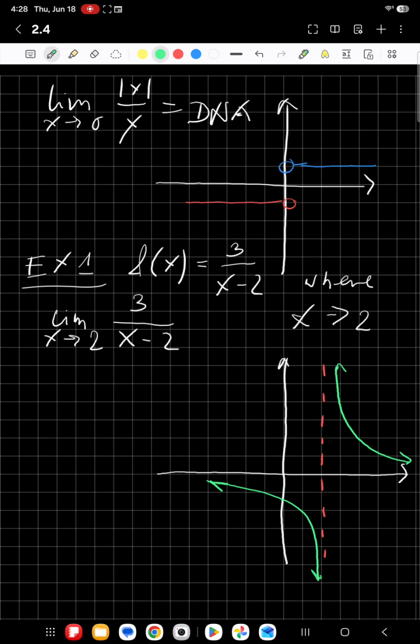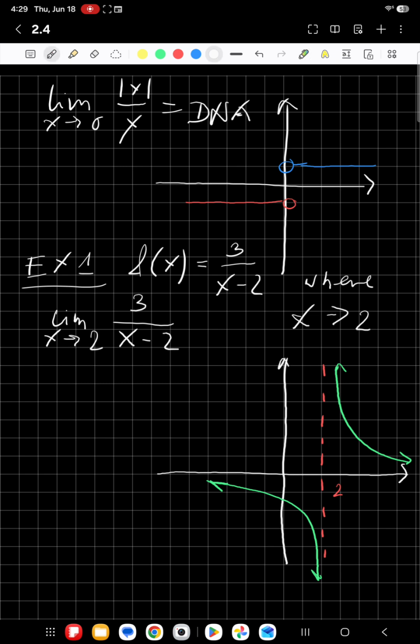So I'm approaching 2 from the left and right. Let's look at the value of the function when I'm approaching 2. You see what's happening, right? If I'm approaching 2 from the right, the value of the function goes up. So it goes to infinity. I'm going to write it like this.